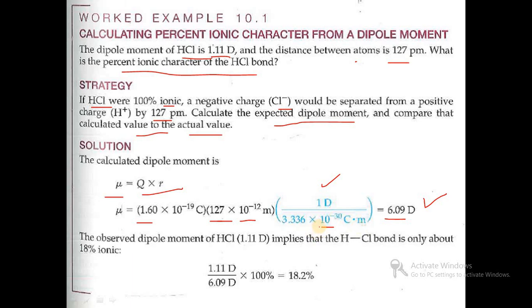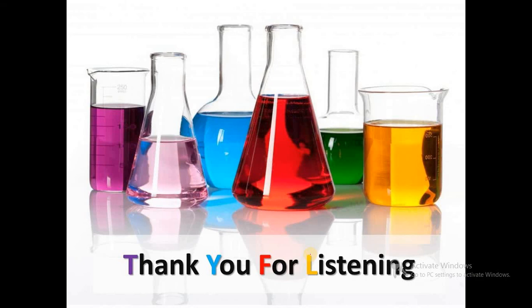By using this coulomb meter equation, the value arises in D form. The observed dipole moment of HCl is 1.11 D, which implies that the HCl bond is only about 18% ionic. So the overall calculation gives HCl 18.2% ionic character. So this is the calculation of percent ionic character. Thank you all for listening to this video.